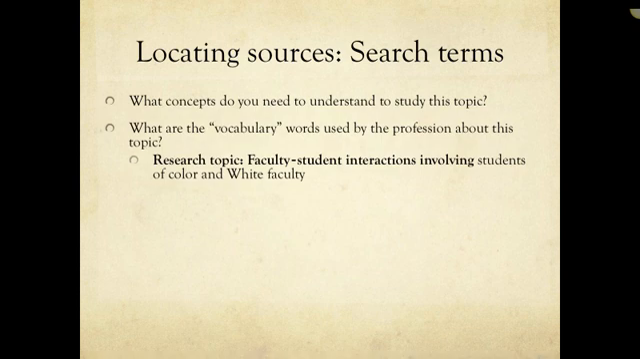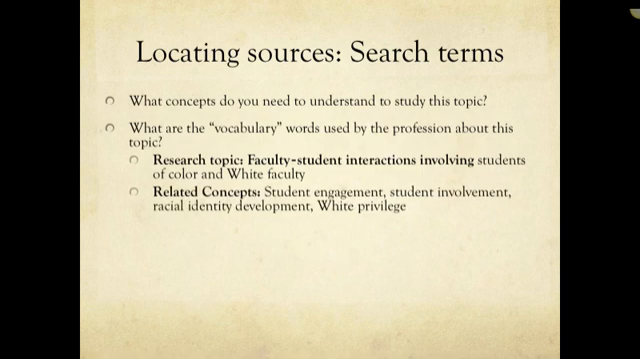So what you really need to think about, and this is what the chapters that you're reading for this week discuss, is that you need to identify vocabulary words that are used around your topic. So let's say my research topic, I'm interested in faculty-student interactions between students of color and white faculty. So maybe I'll sit around and brainstorm. What's related to the idea of white faculty, from the dominant racial group in society, interacting with students of color?